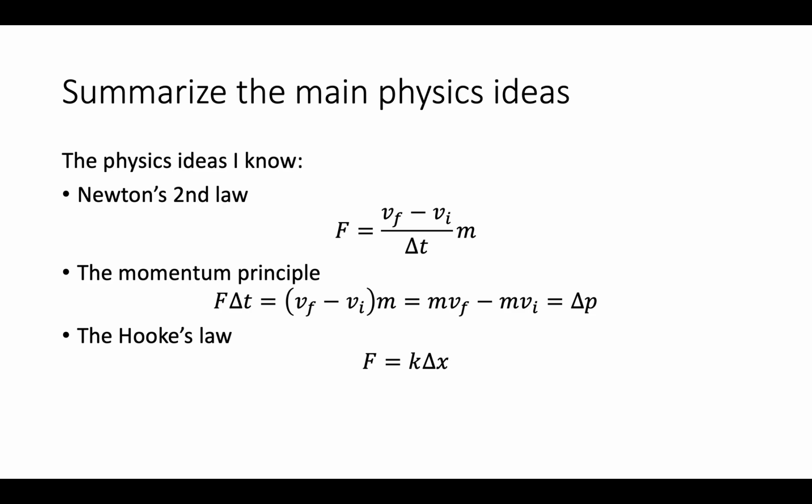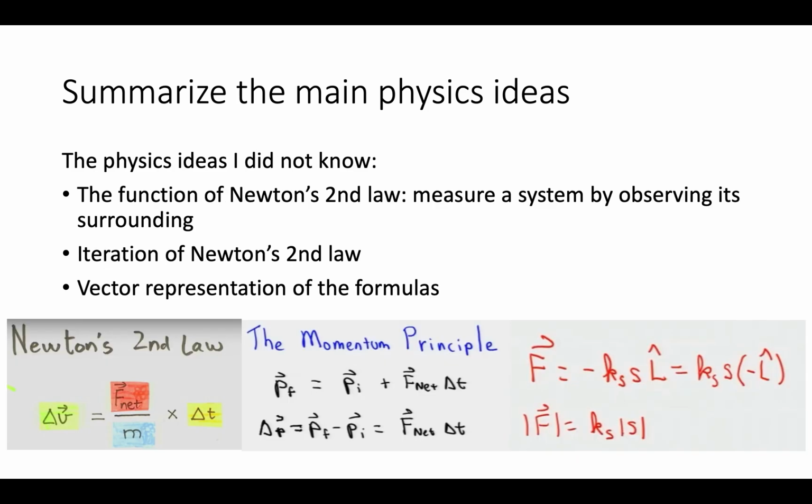I move the delta t from the right to the left. And then we get mv final minus mv initial, and that is the change of momentum. The third one is Hooke's law. Force is equal to k constant times delta x, where delta x is the change in the length of the spring.